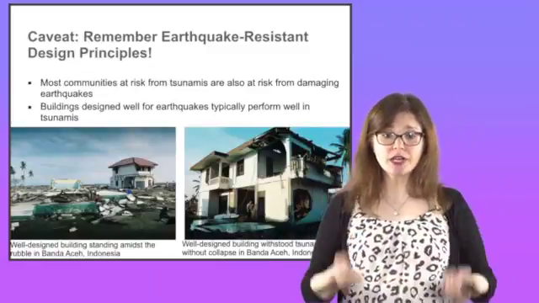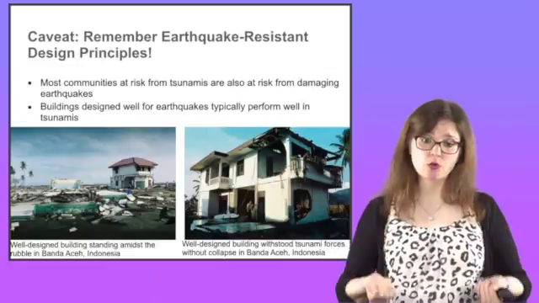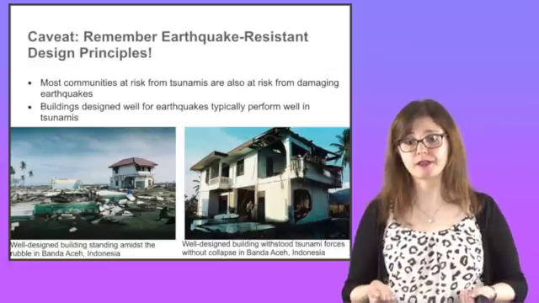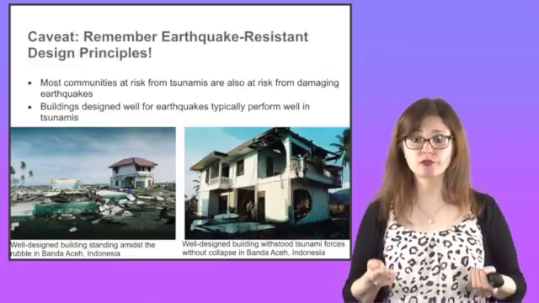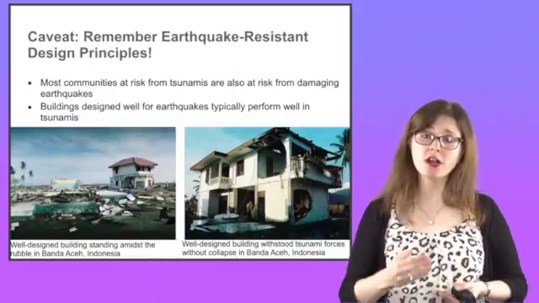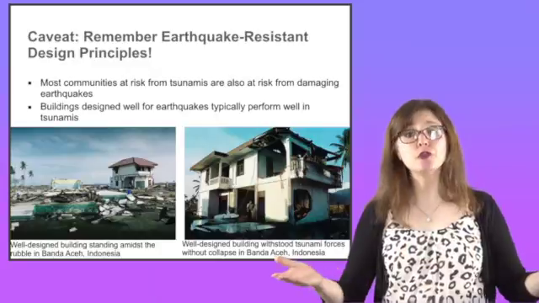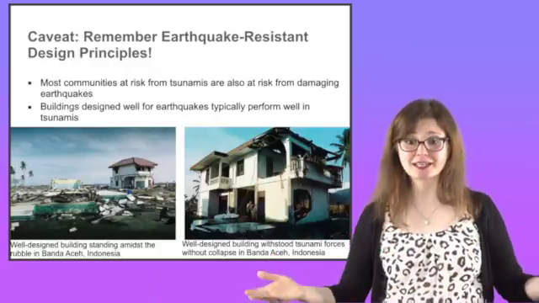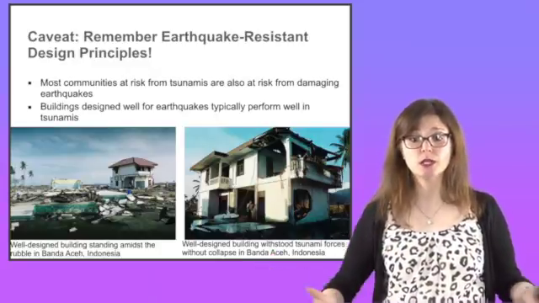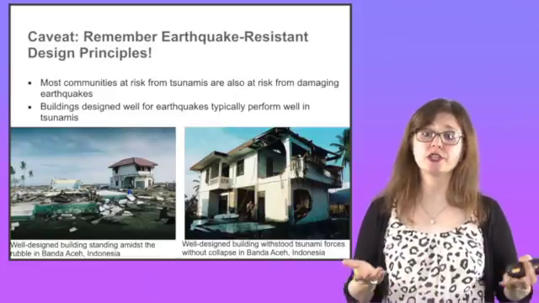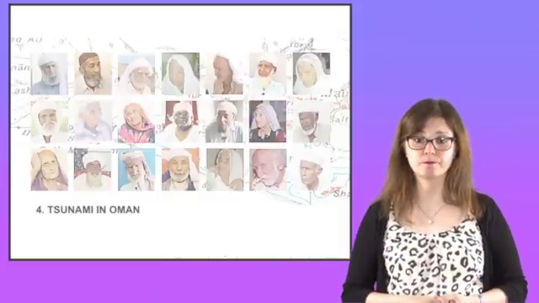So what's really important is we have to make sure that our design principles are effective. And you can see in the two photos there, one example of a well-designed building and around it a load of non-well-designed buildings that are flattened and didn't perform very well. So it does show that actually engineering can be very effective.